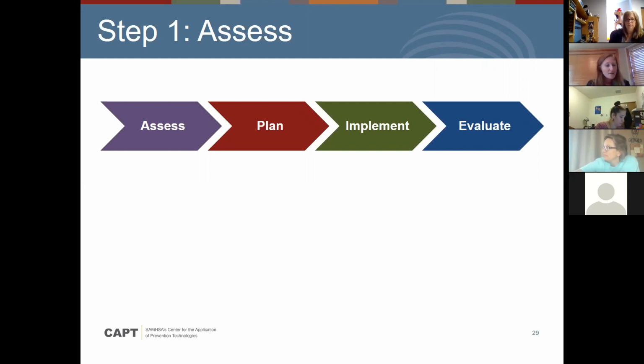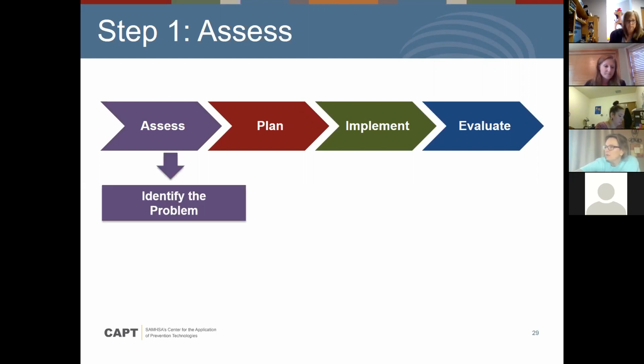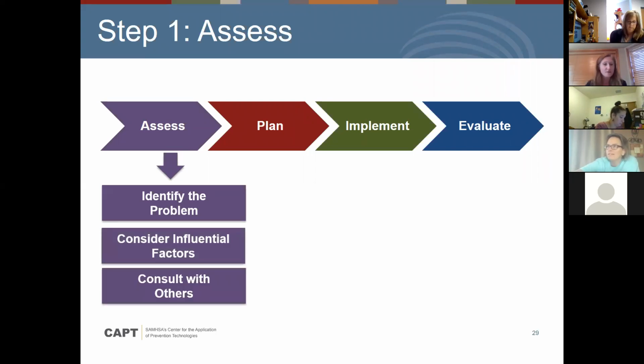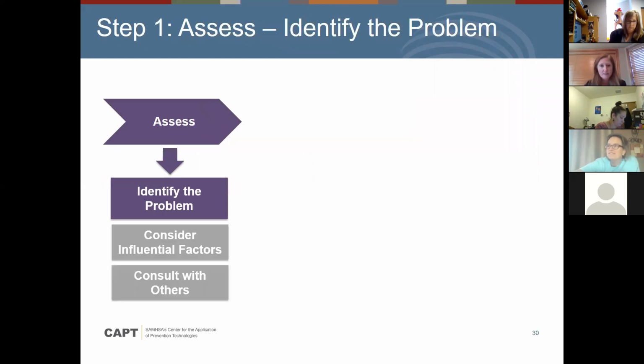Okay. So the first step is, again, we're going to assess. So we're going to identify the problem, consider the influential factors, and consult with others. So this first one, go ahead to the next slide, Dodie, is identifying the problem. So first we want to establish the facts. We just want to look at what the facts are. So the facts are objective and unbiased, not based on personal opinion or perception. We're just simply looking at what are the facts here.